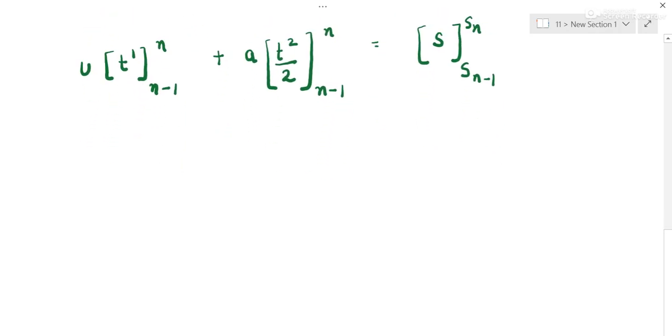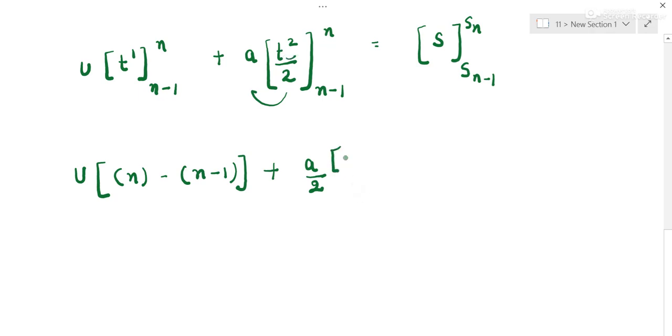Now we'll substitute u as it is. In place of t we will put the upper limit, that is n, and then minus the lower limit, that is n minus 1. Then the second term, 2 will come outside. In place of this t we'll keep the upper limit, that is n square, and then the lower limit, that is (n minus 1) whole square. Here also we'll keep the upper limit, that is distance covered in n seconds, minus distance covered in n minus 1 seconds.